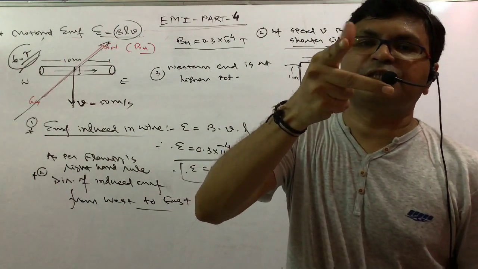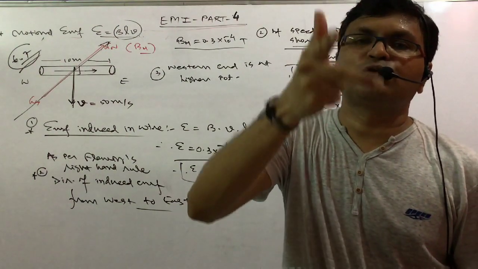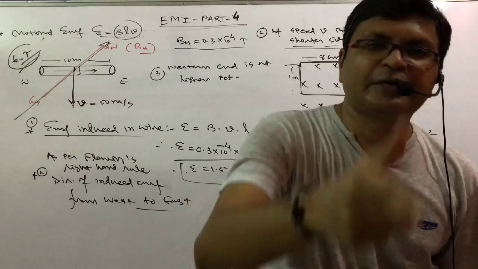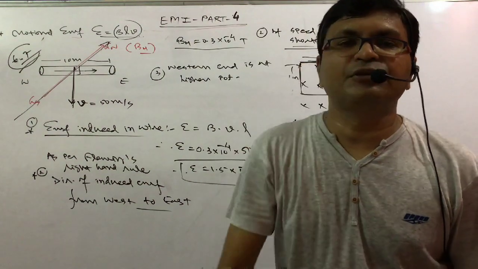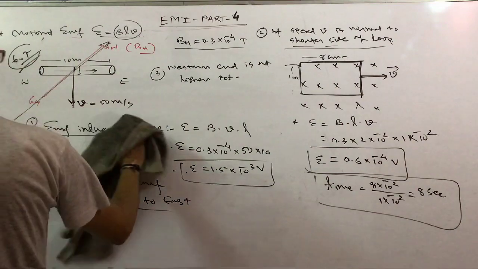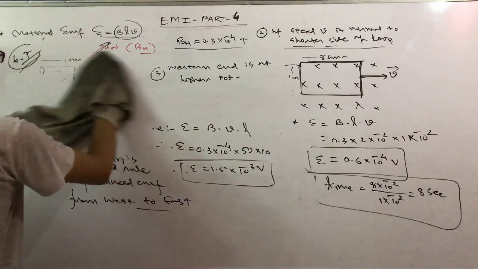So the thumb represents the direction of motion of the body. The first finger represents the direction of the applied magnetic field. Then this middle finger gives the idea about the direction of induced EMF. Super. Okay, now we would like to solve a masterpiece.